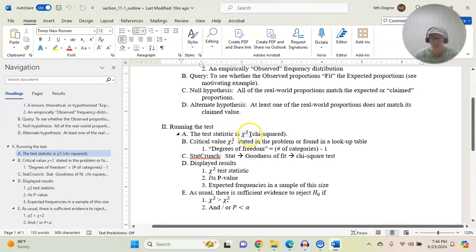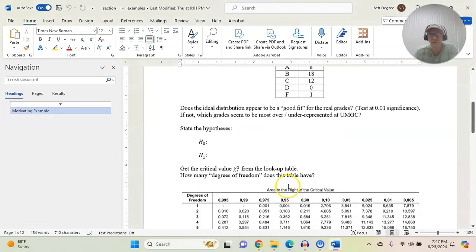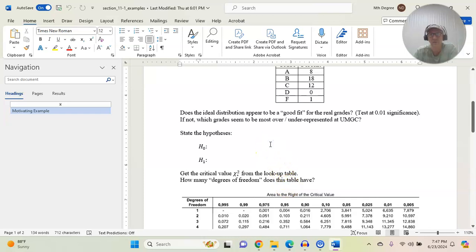So chi-squared is, if you recall, a right-skewed distribution. Its critical value, chi-squared star, will be either stated in the problem or found in a lookup table. These lookup tables often use a phrase called the degrees of freedom, and in this kind of problem, the degrees of freedom is defined by the number of categories minus 1. All right, so before we get to the actual StatCrunch part here, let's go back to the example and get as far as we can with what we know so far.